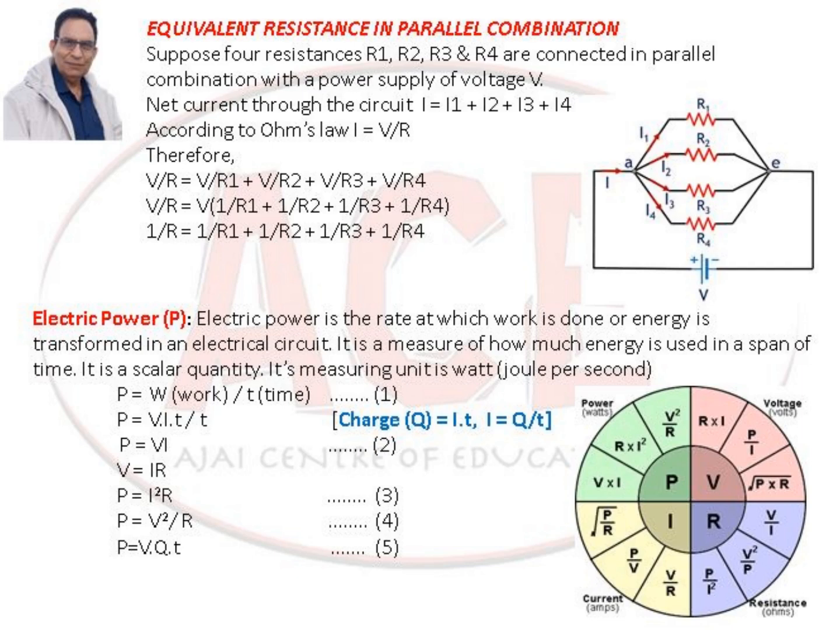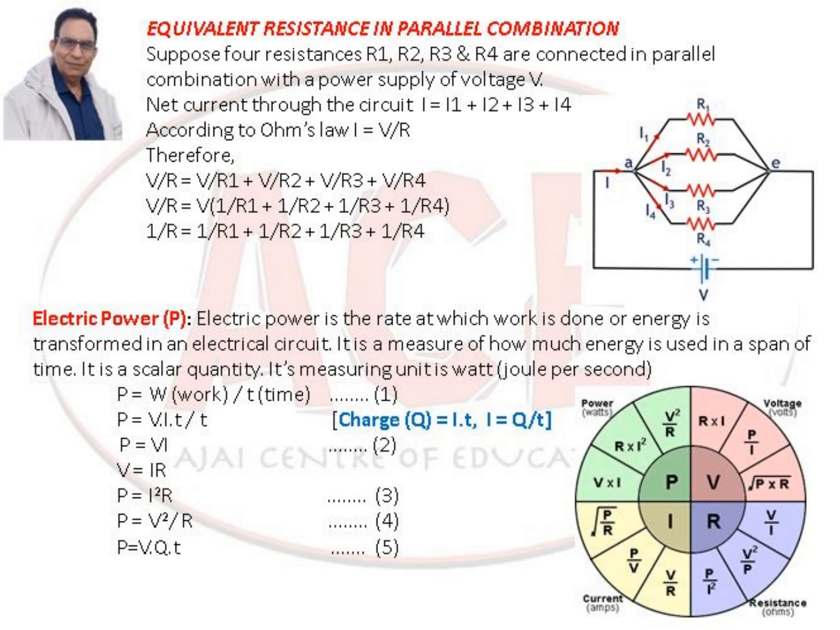Electric power. Electric power is the rate at which work is done or energy is transformed in an electric circuit. It is a measure of how much energy is used in a span of time. It is a scalar quantity. Its measuring unit is watt, joules per second. Power is equal to work done divided by time.